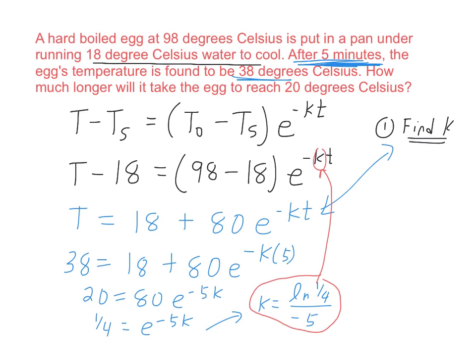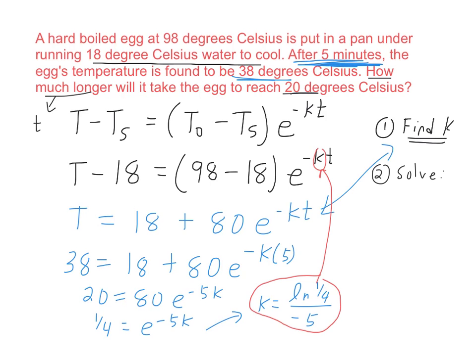So this k we can then put right back in here. We can substitute that in. And we're trying to figure out how much longer. How much longer is really asking us to find little t. Will it take the egg to reach 20? So step two, once we have that, is to solve.